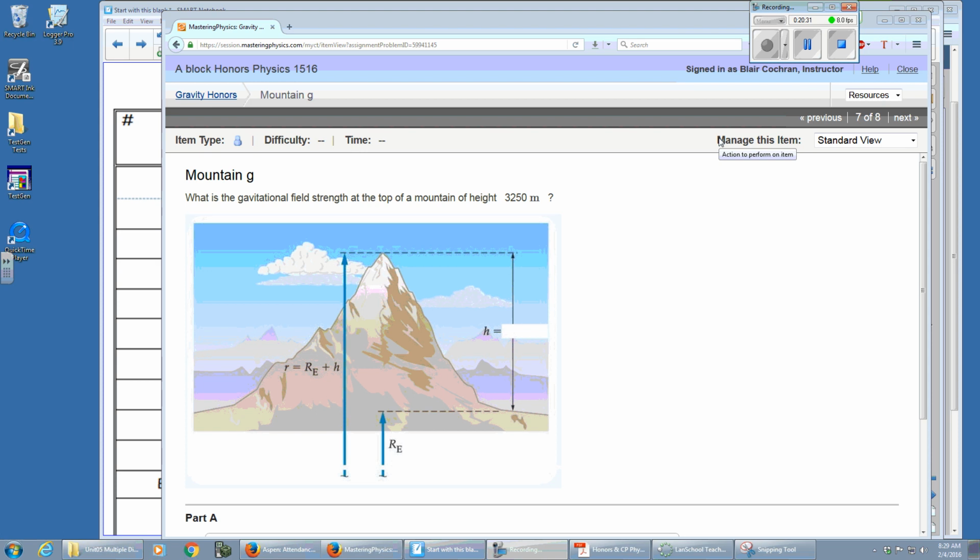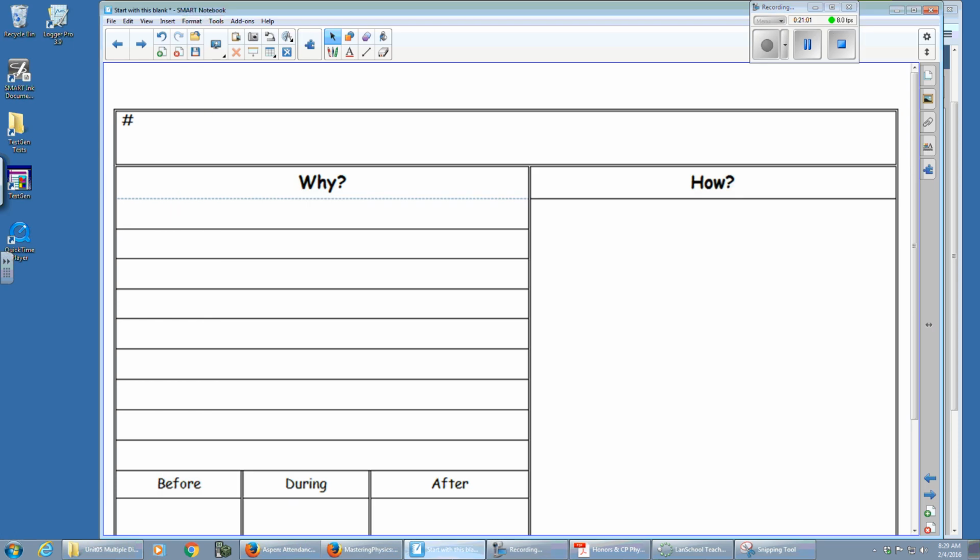All right, so we're going to go with mountain G here. We only have a few minutes left, so I'll try to do this under 5 minutes. Very similar in a sense to the satellite one, in that the Earth is creating the gravitational field, and now that we're a height above the surface, how much has it diminished? All right, you guys, just a little bit quieter so I can hear myself, if you don't mind. So mountain G and Earth makes field.